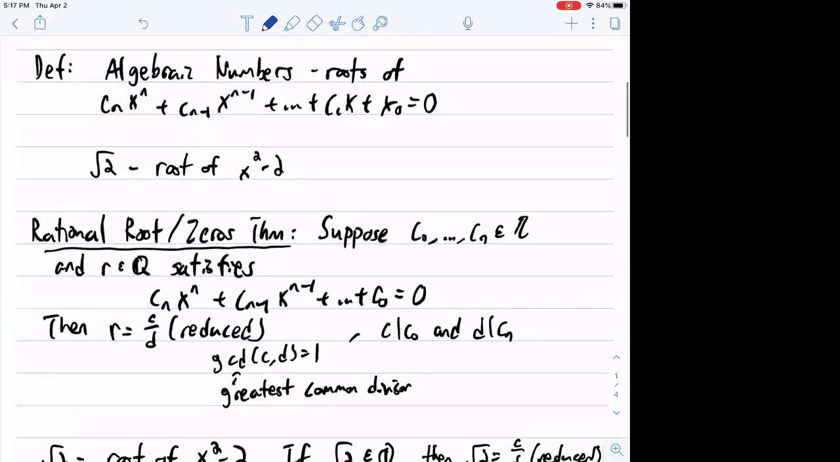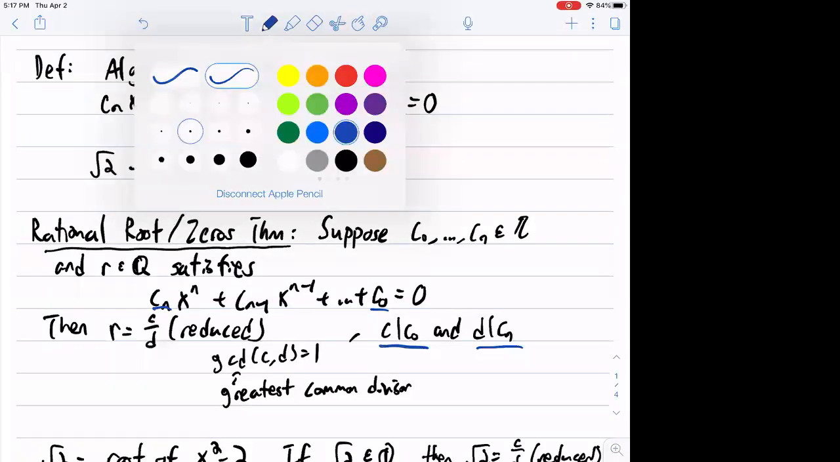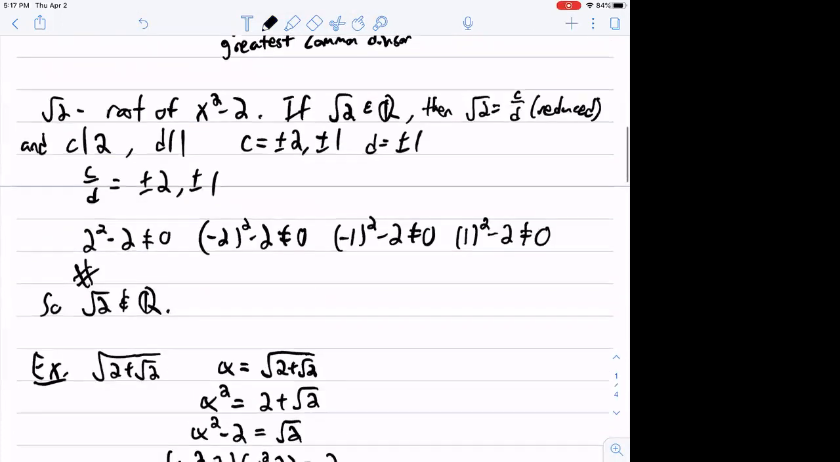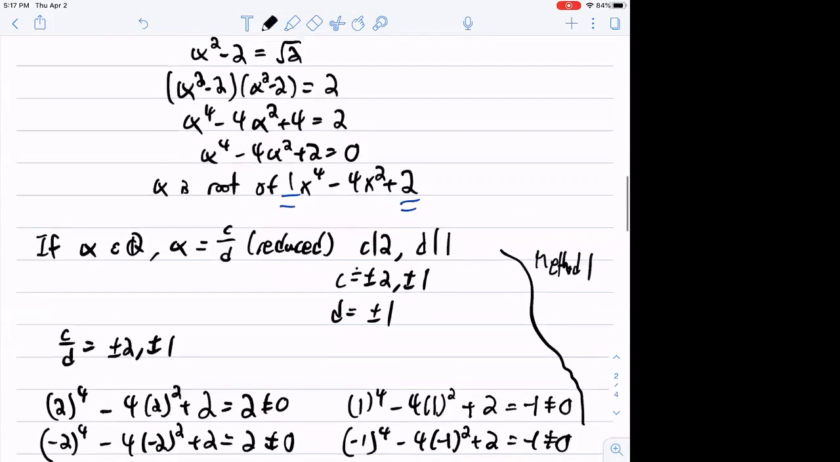So if you go back, C divides C0, where C0 is the constant term, and D divides Cn, where Cn is the leading term. Oh, okay. I see now. We assume Cn is not 0. You can always write, for example, x squared minus 2 as 0 x cubed plus x squared minus 2, but you can always reduce to your leading term being not 0. Right. Okay. Gotcha. Thank you.